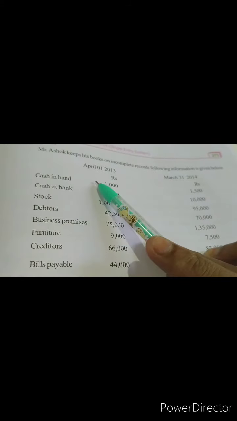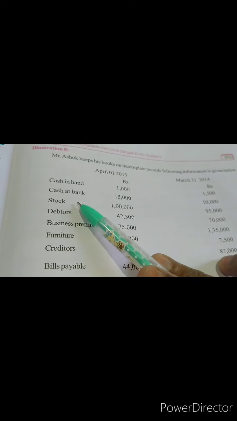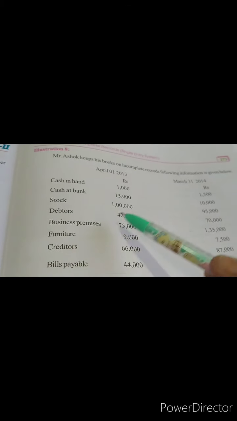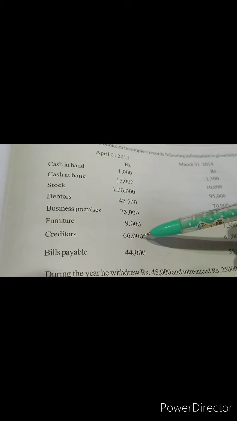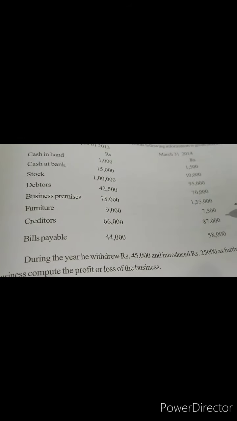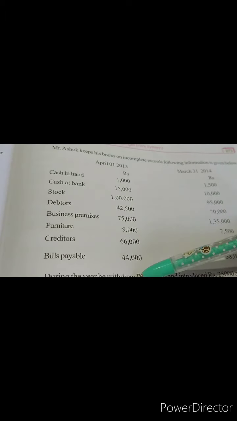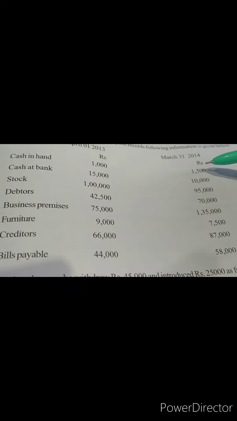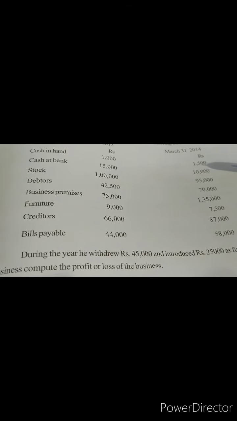And so here, just have a look. Cash in hand, cash at bank, they are assets. Stock is also asset, debtors is also asset, business premises also asset, furniture too. Creditors and bills payable, these are the liabilities. Opening liabilities and liabilities at the time of closing. So this is all the balance which was there at the opening of that financial year, and these all balances are pertaining to these headings at the end of that particular financial year.